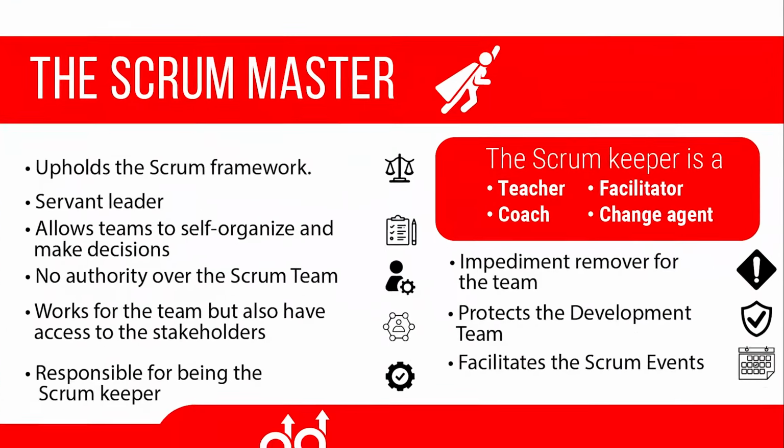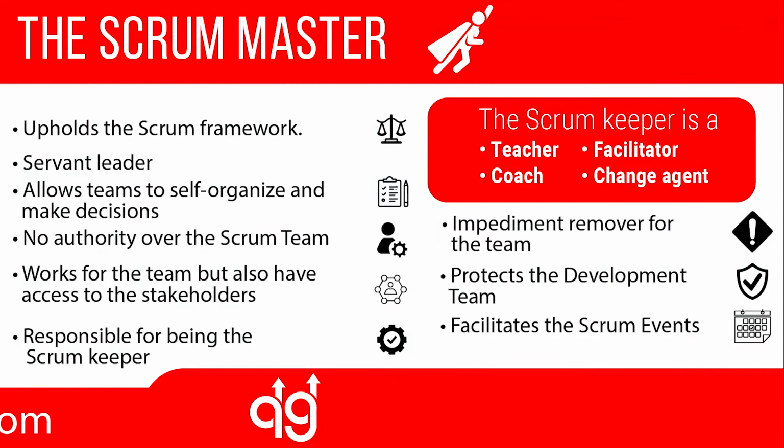Now let's talk about the Scrum Master. The Scrum Master upholds the Scrum framework. They are servant leaders that allow teams to self-organize and make decisions. That means that they have no authority over the Scrum team. They work for the team, but also have access to the stakeholders.